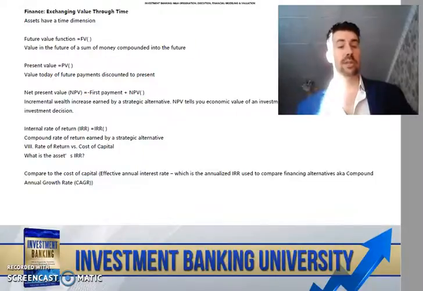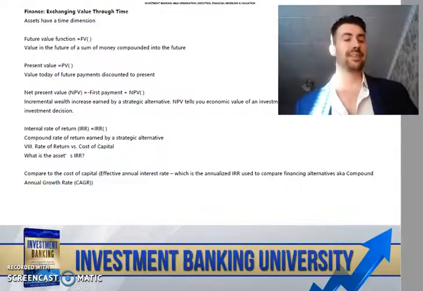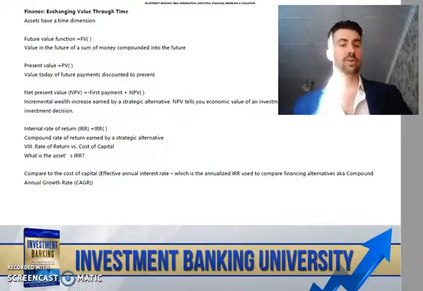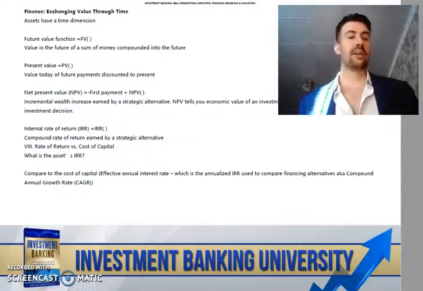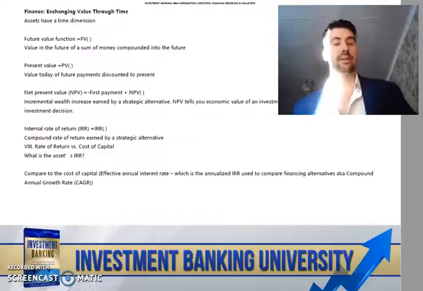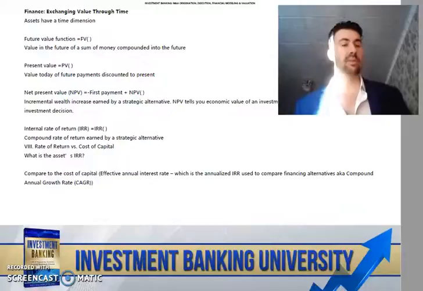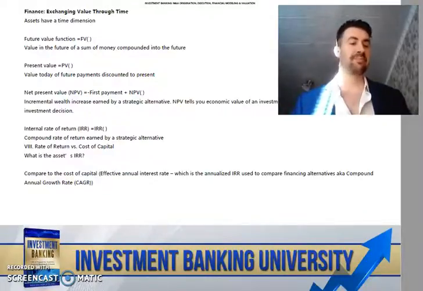In finance, we are exchanging value through time; assets have a time dimension. The future value function equals FV, and then the brackets. Value in the form of a sum of money compounded into the future is what we're ultimately looking at there. In terms of present value, equals PV, brackets: the value today of future payments discounted to the present.